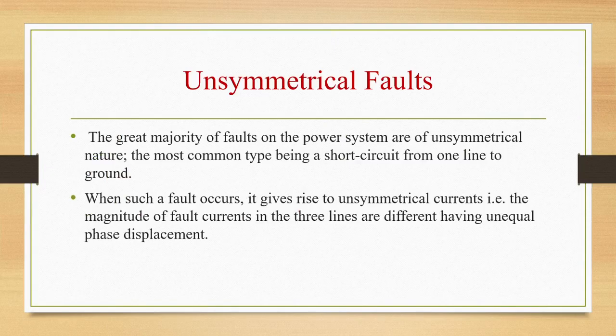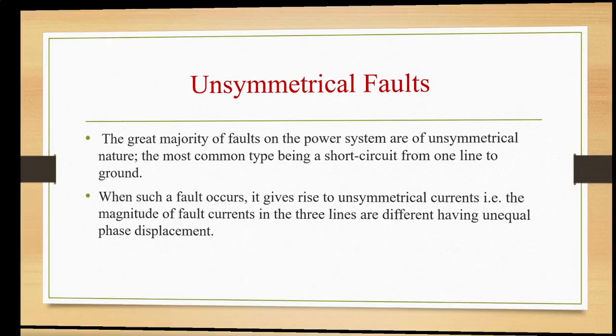The great majority of faults on the power system are of unsymmetrical nature, the most common type being a short circuit from one line to ground. When such a fault occurs, it gives rise to unsymmetrical currents, that is, the magnitudes of all currents in the three lines are different, having unequal phase displacement.